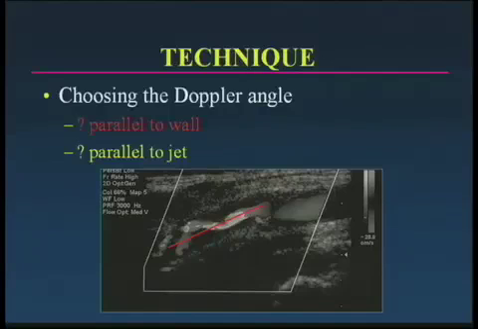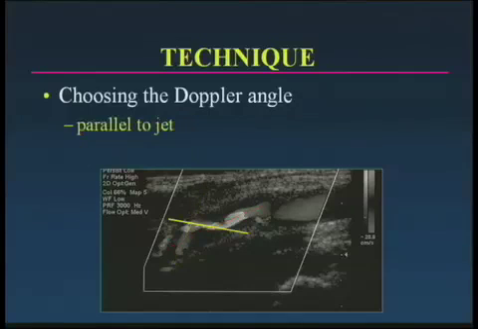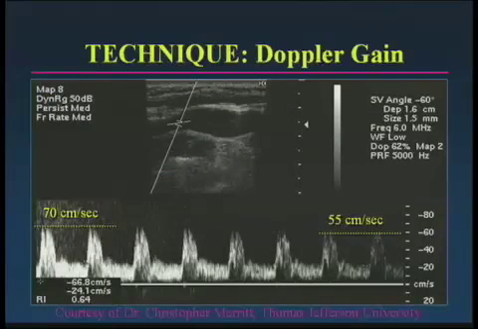Another thing to be careful about is how you actually measure and calculate that Doppler angle. There has been some controversy in the literature. Should the measurement be made parallel to the wall, as you see with this red line here, or along these yellow lines parallel to the jet of blood? Quite clearly, the consensus of opinion now is that when you calculate that Doppler angle, you should calculate it parallel to the jet of blood within the lumen rather than to the wall of the carotid artery.